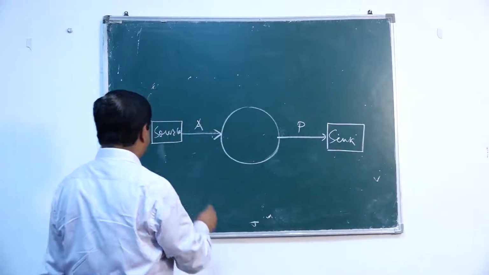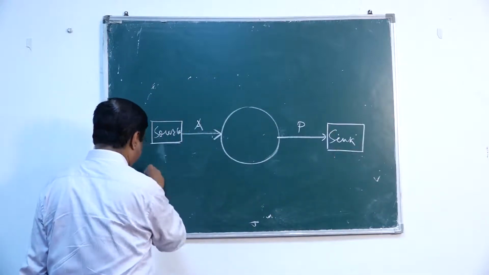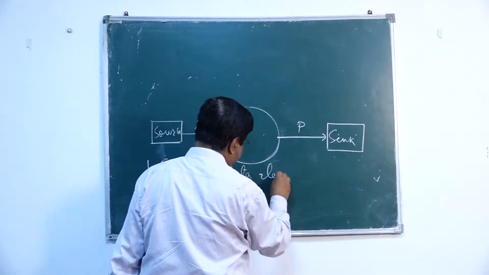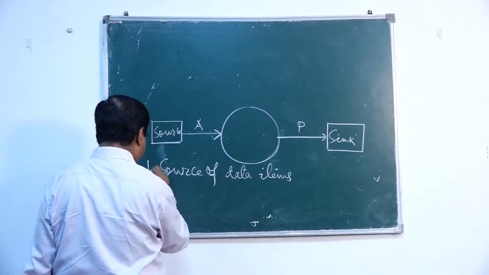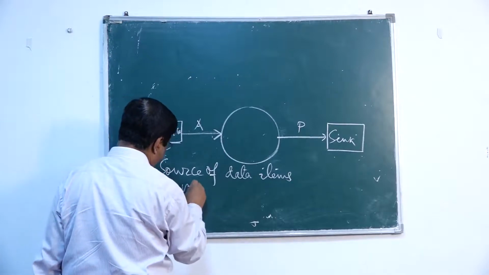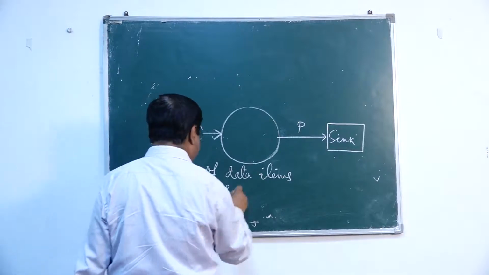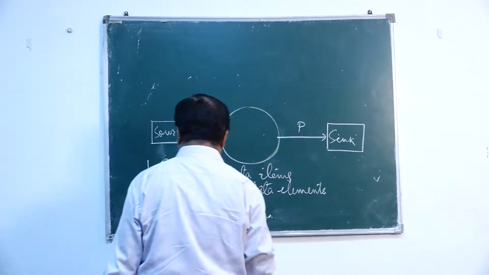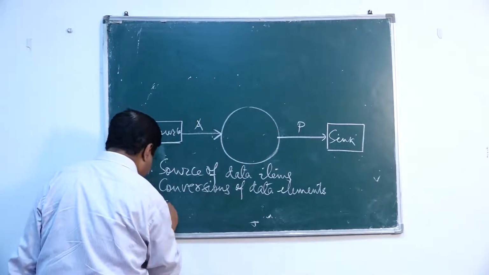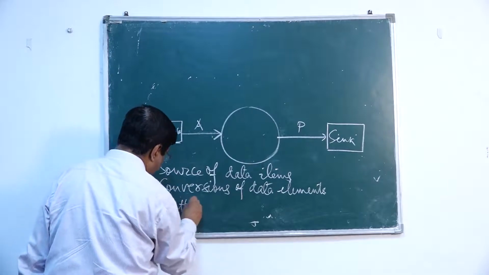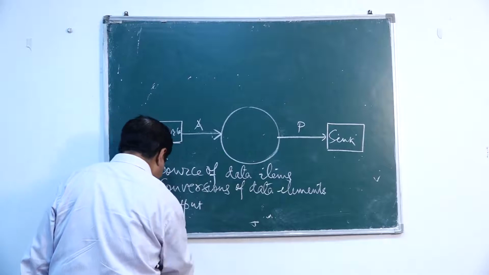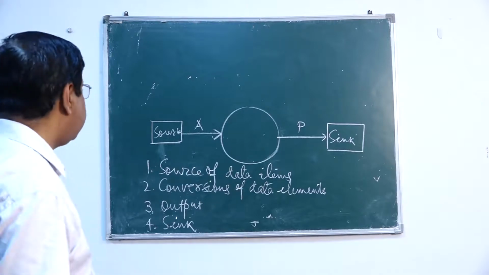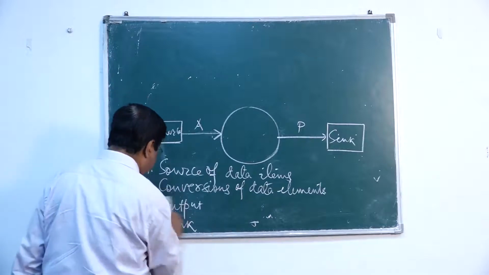DFD would show us the source of data items, second, the conversions of data elements, and the output and the sink where the data goes. So, I think the definition would be clear.